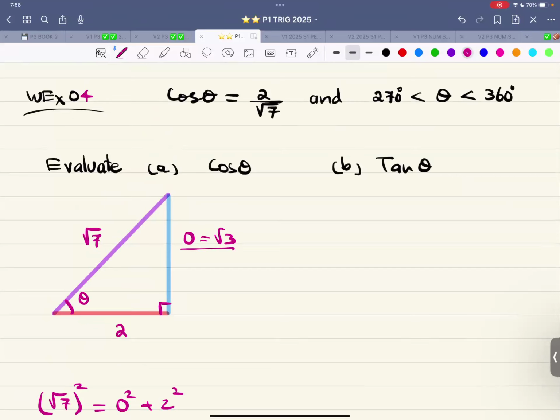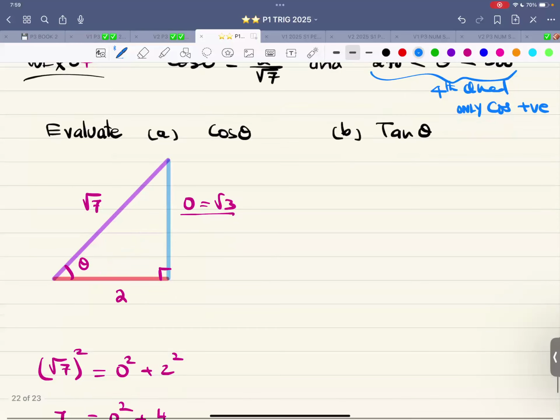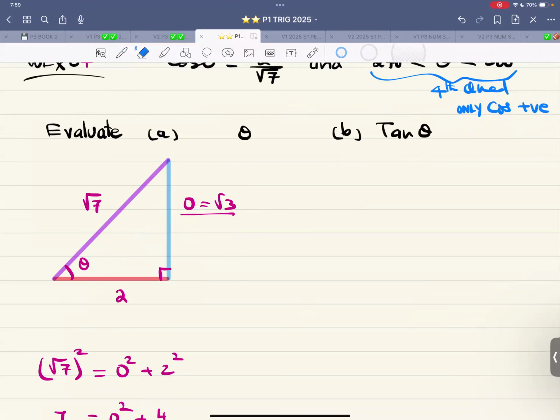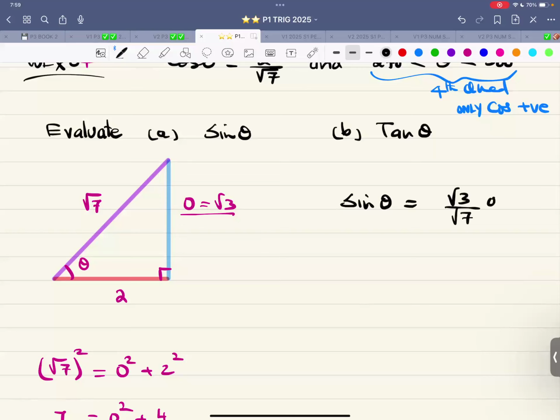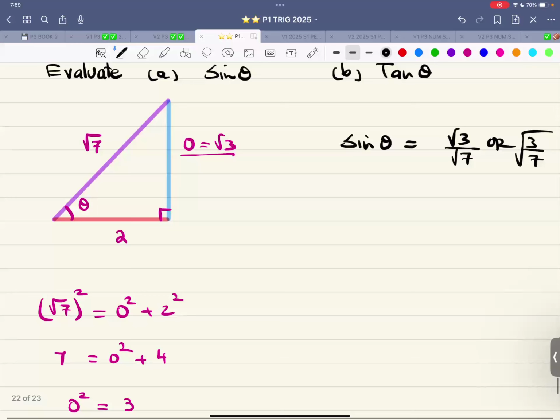We are in the fourth quadrant. We know that in the fourth quadrant, cosine is positive. Only cosine is positive. So now if I write, and this question has to change, of course, this will become sine theta. So sine theta is opposite, which is root 3 over root 7, which can also be written as root 3 over root 7. And what else?